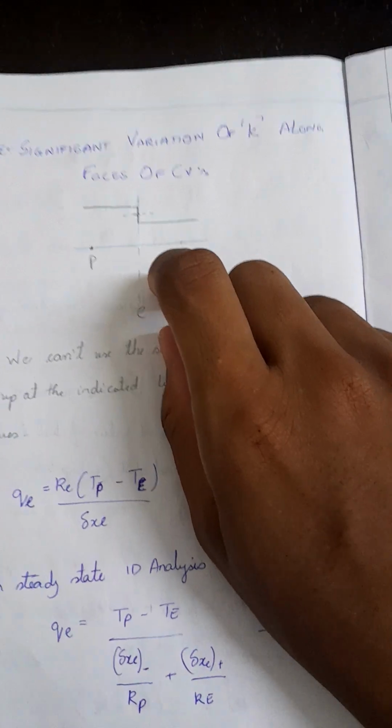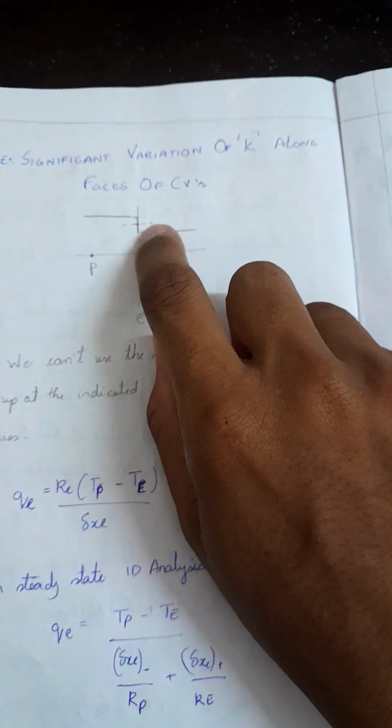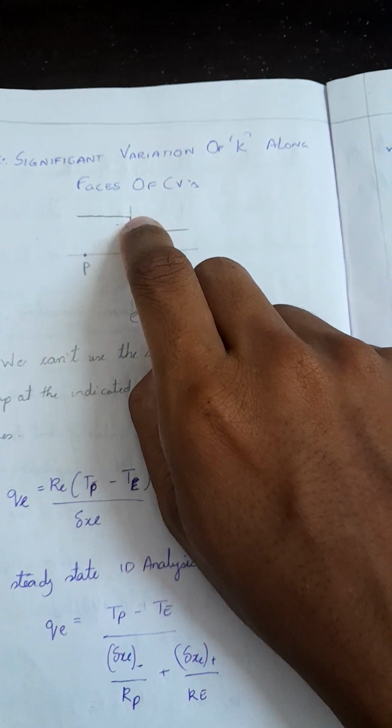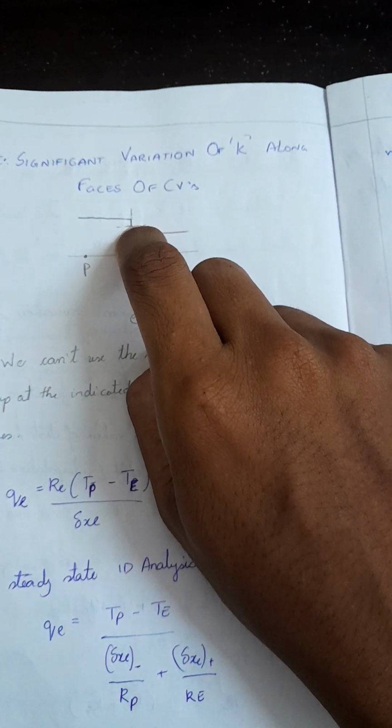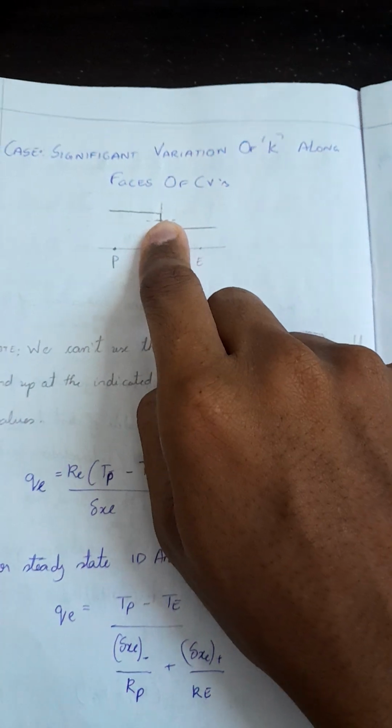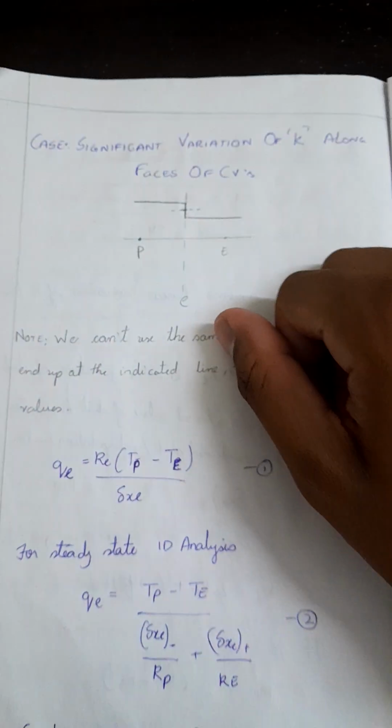But in case of significant variation, I can't just consider the arithmetic mean, because if this is the thermal conductivity in this region and this is the thermal conductivity in this region, the average would give me a value somewhere around this midpoint or the line I've marked here, which is actually not accurate. So we use a different approach.